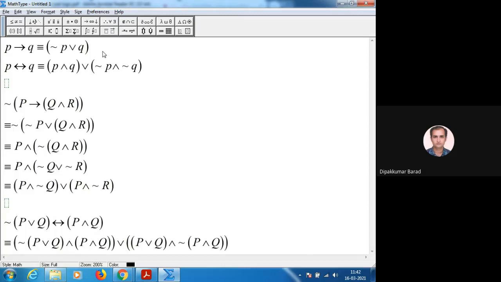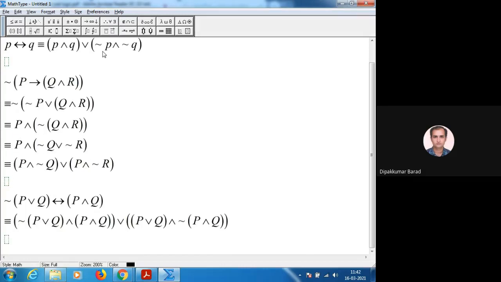Now you have to convert into a disjunctive normal form. So first you can apply De Morgan's law here and then the distributive property.